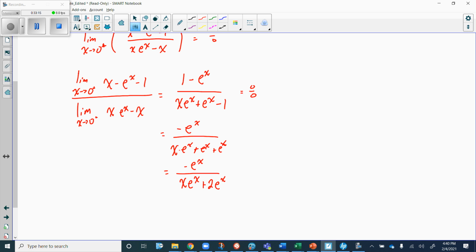And in this case, now, if I substitute 0 here, I'm going to get negative 1 in the numerator over 0 plus 2 times 1, which would be a 2. So this one will work out to be a limit of negative 1/2. So, common denominator mix-up aside, let's move on and try one more and see how we're doing.